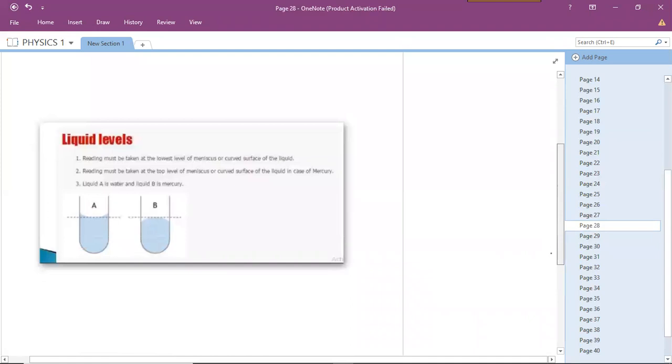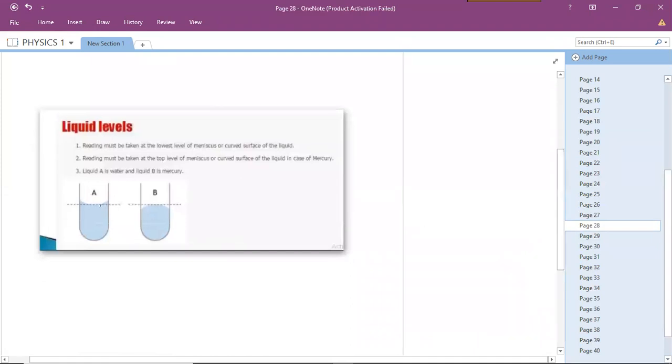All right, again, these are the examples I was giving you. For water, the meniscus will be down below, but B is mercury, because mercury defies gravity, so you read the meniscus above the line. So here your eye will be there, but for mercury, your eye will be above because mercury is able to defy gravity.